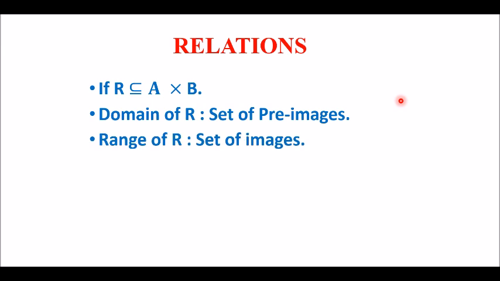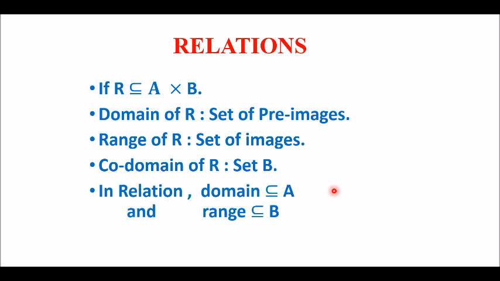Range is the set of images. That means if we take the set of second elements of the elements in R, then it will give us the range of R. And codomain is always set B. That means if R is a subset of A cross B, that means R is a relation from A to B, then set B is always known as the codomain.